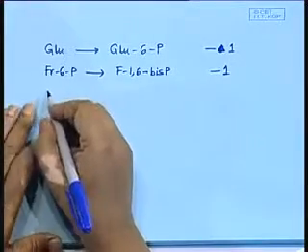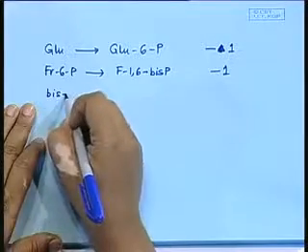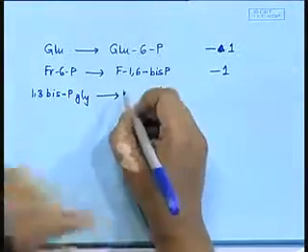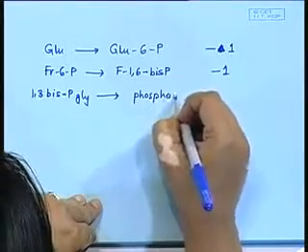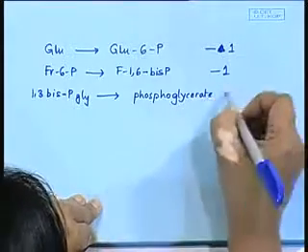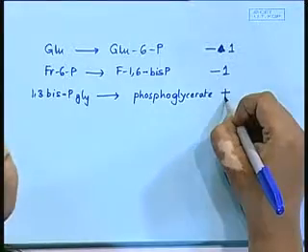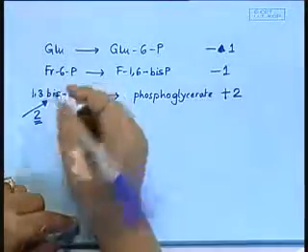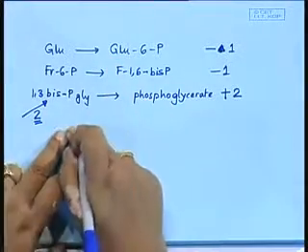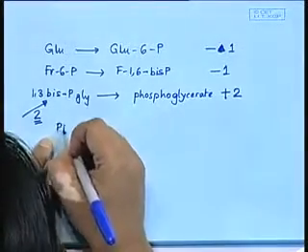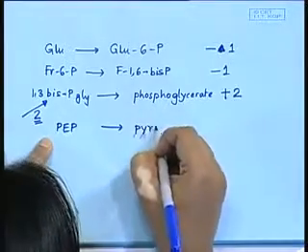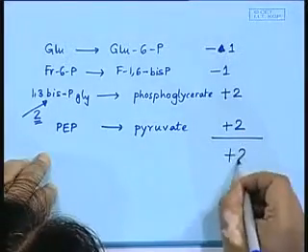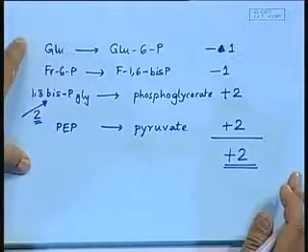Then we have the 1,3-bisphosphoglycerate. What did that form? That formed the phosphoglycerate. And what happened there? It was +2 actually, because we have 2 of the 3 carbons now. Fine. Then from the phosphoglycerate, we formed the phosphoenol pyruvate. The phosphoenol pyruvate gave you the pyruvate, +2. Fine. So eventually we have +2. That's the amount of ATP from glycolysis. That is what we figured out.